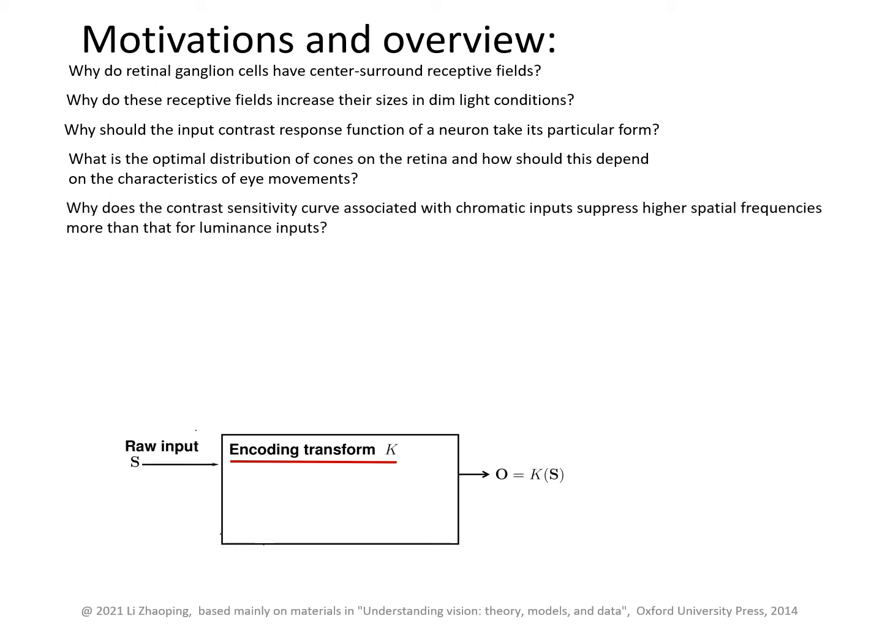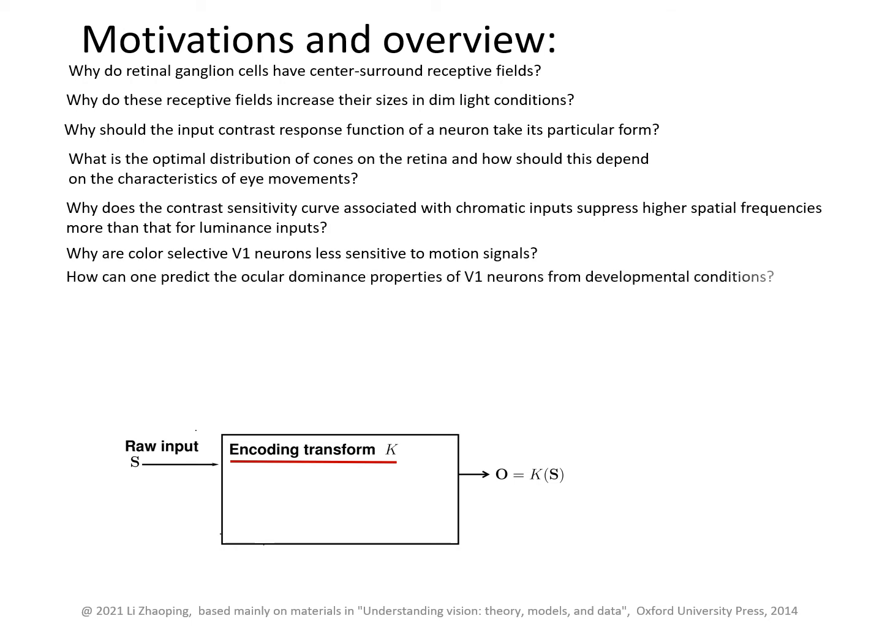Why does the contrast sensitivity for chromatic inputs suppress higher spatial frequencies more than that for luminance inputs? Why are color-selective V1 neurons less sensitive to motion signals? How can we predict the ocular dominance properties of V1 neurons from developmental conditions? Why are some V1 neurons double opponent in space and color, while retinal ganglion cells are not double opponent?